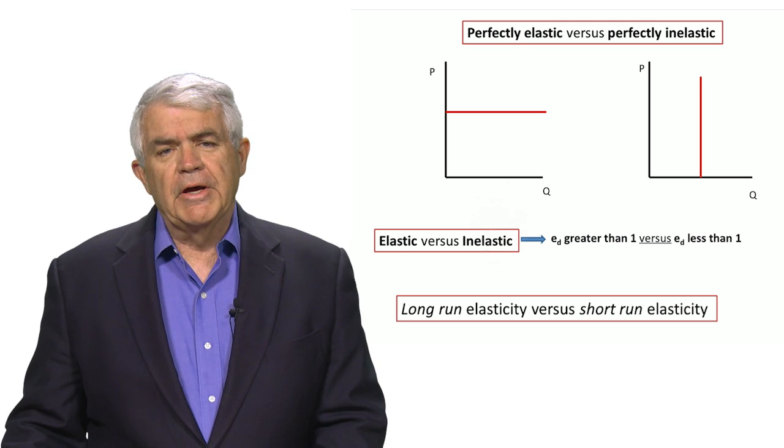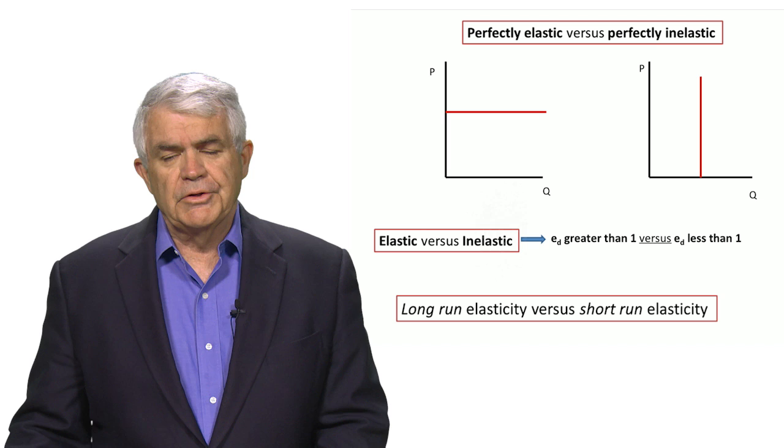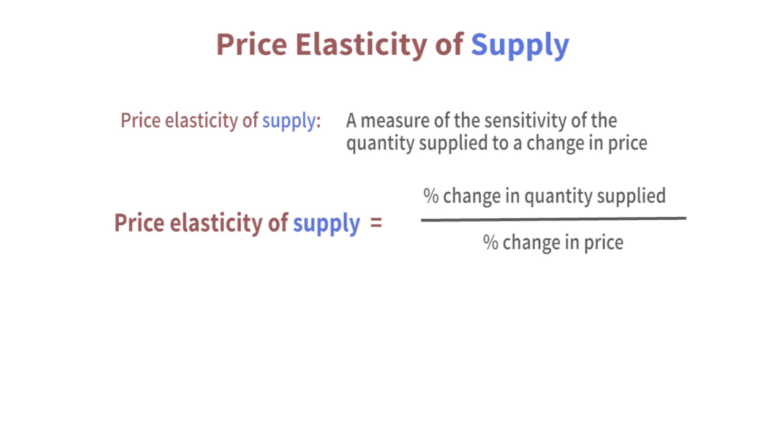So as I say, you can think about elasticity with respect to supply as well as demand. Let's look at supply and think about that for a few minutes. The price elasticity of supply is conceptually the same as the price elasticity of demand. Here it's a measure of the sensitivity of the quantity supplied to the change in the price. We measure it in the same way: the percentage change in the quantity supplied relative to the percentage change in the price. So that's a measure of that sensitivity.